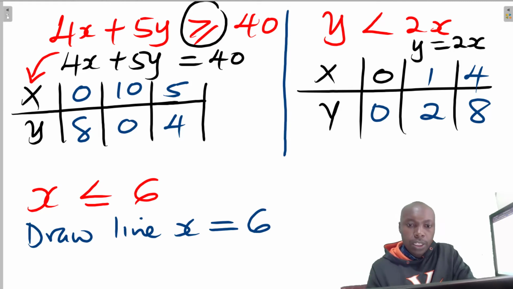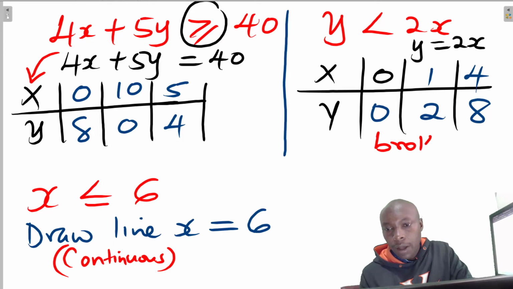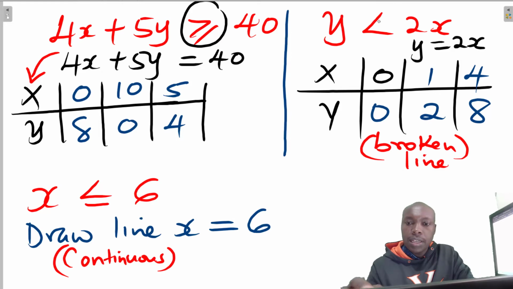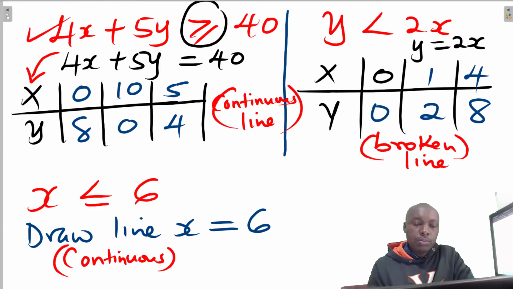And then one thing to note, for the first line, this line will be continuous, as you're going to see. This line will be broken. You can see this one will be a broken line. This one is less than. This one has greater than or equal to. So this line will be continuous. It is very important to note that. So this will be the first one.